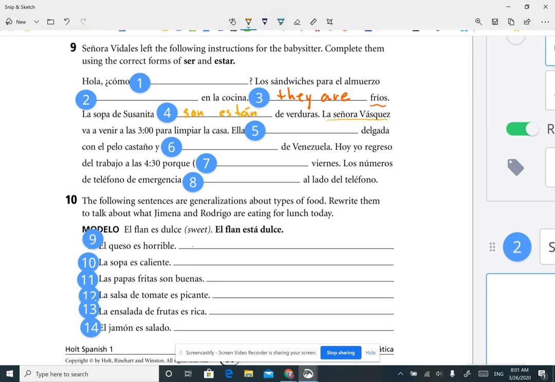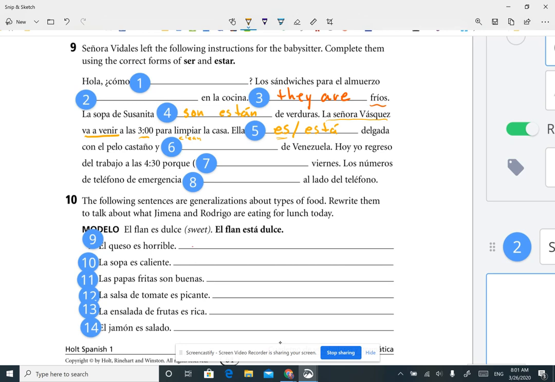Then it says La Señora Vasquez is going to come at 3 o'clock para limpiar, to clean. This is clean the house. She is thin. So "she is thin" has to be either es or está. Again, you're going to look at your explanation. If she is a thin person, then that would be es. If she's feeling thin, then it would be está. Right? So most likely it's going to be the characteristic of her. So es would be the best answer there.